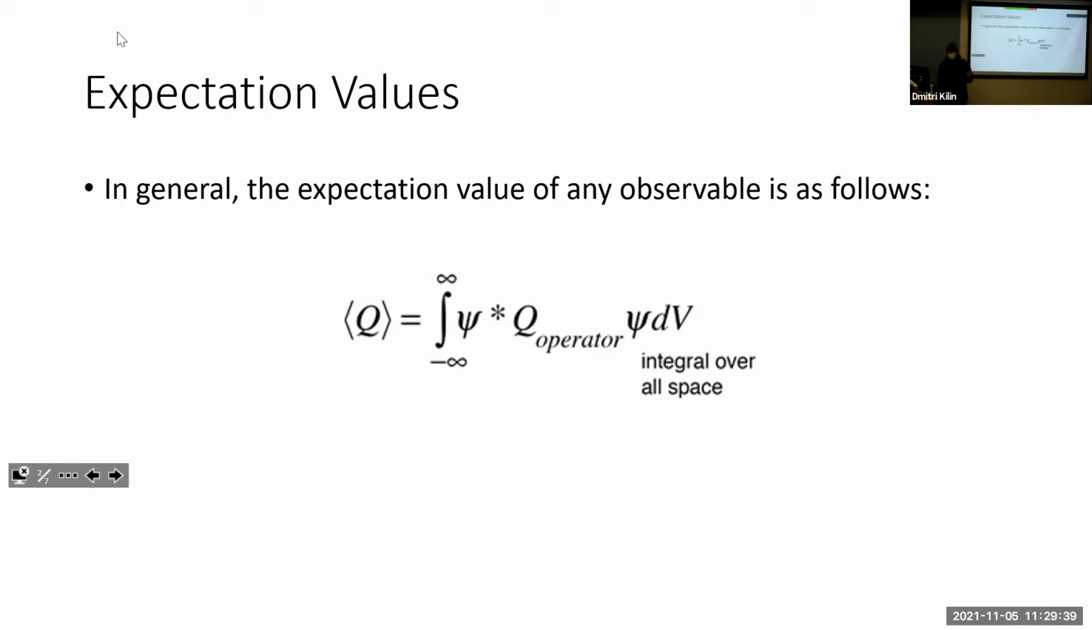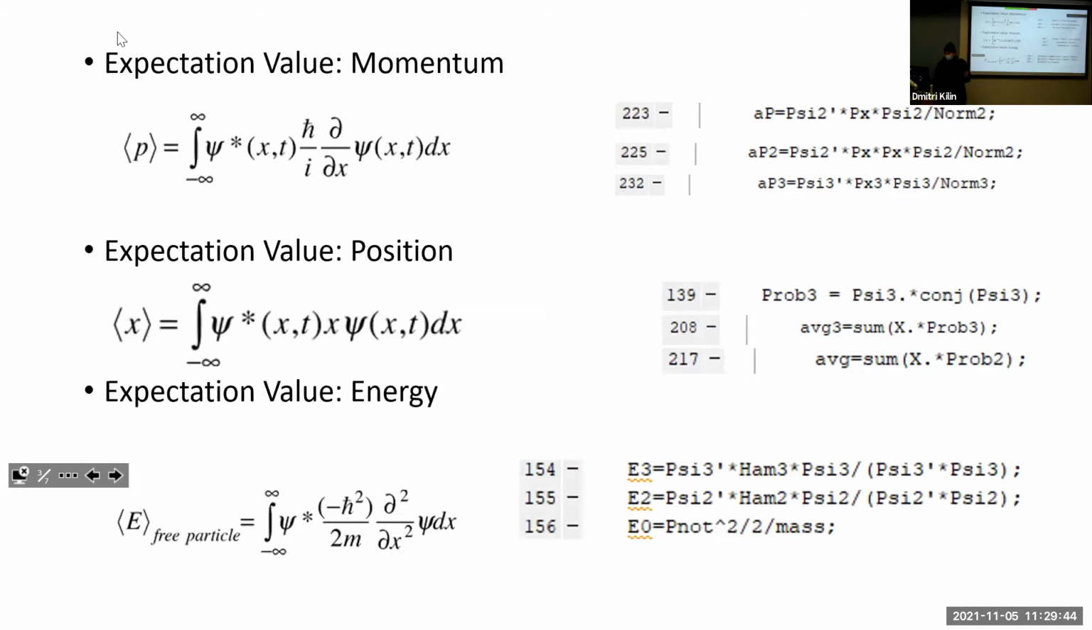You plug in the operator into this integral of the wave function over space. So in the code, there were 3 examples of this: momentum, position, and energy. And you can see for momentum, we plug in the momentum operator, position, the position operator, energy, the energy operator. And over here is the examples in all the codes. So method 1, 2, 3.